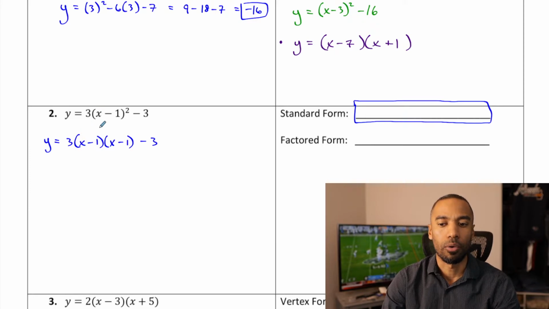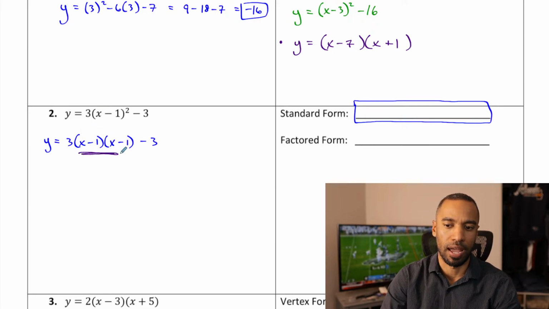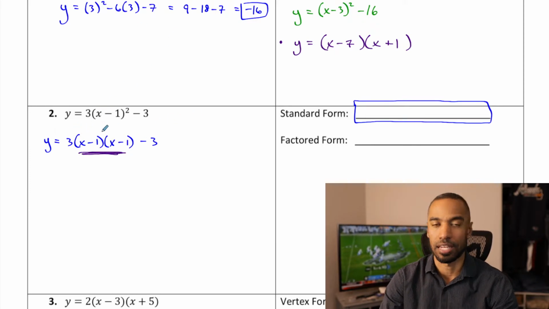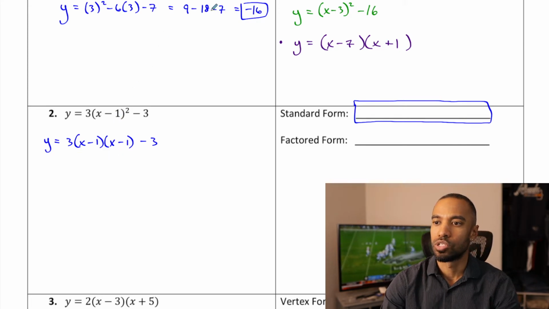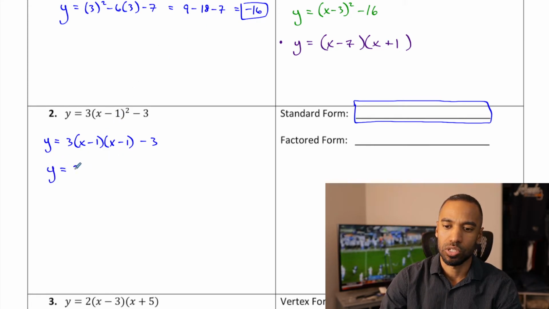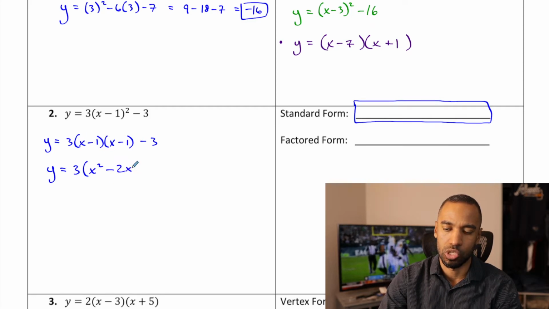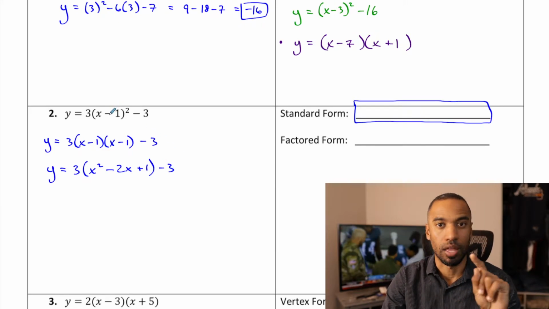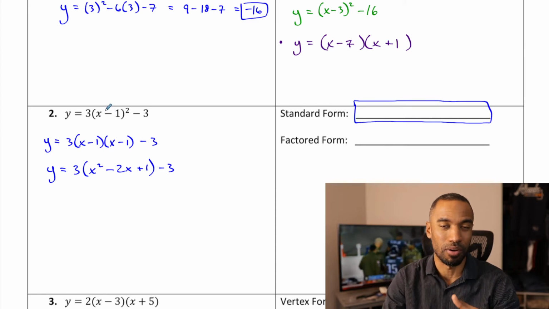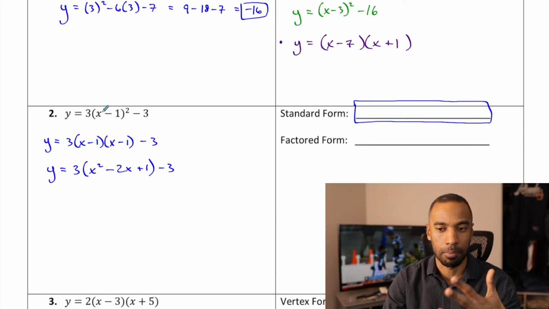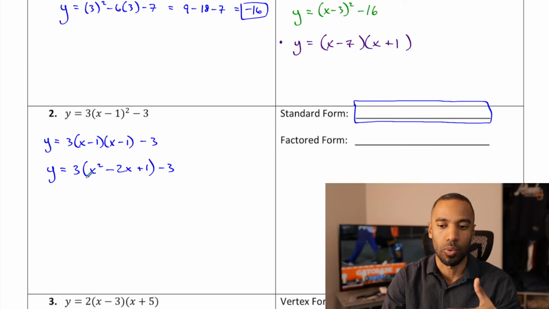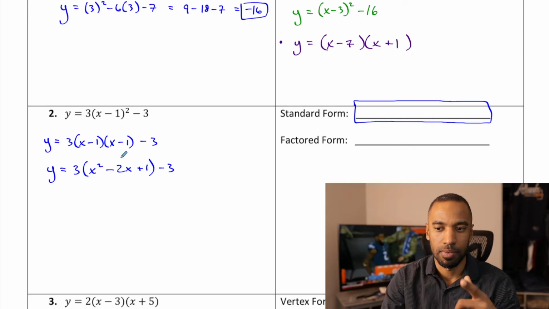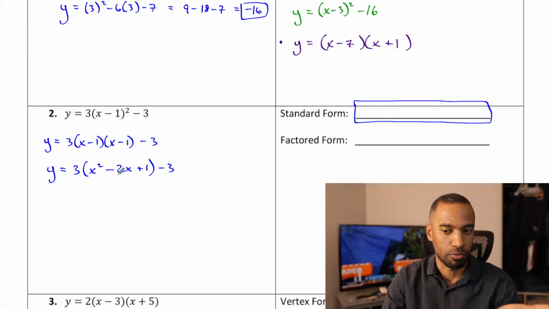So same thing. What I would recommend is just foiling this part out, expanding that, and then distributing the 3 afterward. So this will be x squared minus 1x is minus 2x, and then -1 times -1 is +1, and then minus 3. In the future, on the only other problem where we have a vertex form to expand, I'm going to expand this like a perfect square trinomial. You square the first term, you square the last term, and you double the product of the x and -1. And that's what you get.